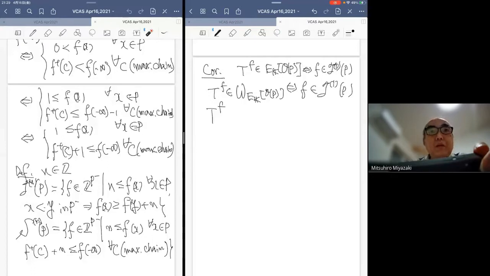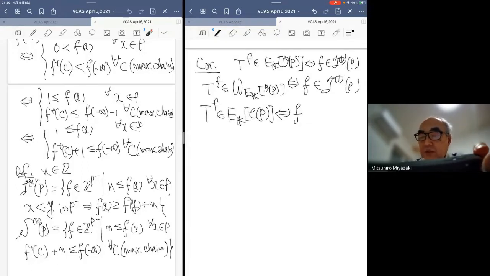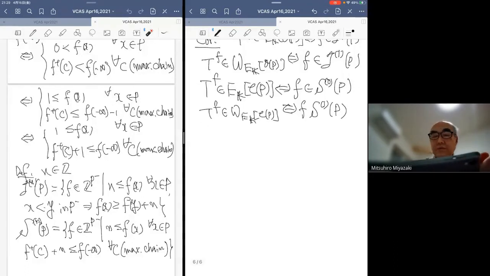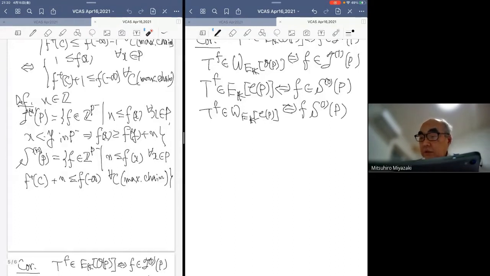Similar facts hold for chain polytopes. t to the f is contained in the Ehrhart ring of the chain polytope if and only if f is contained in S_0(P), and t to the f is contained in omega, the canonical ideal of the Ehrhart ring of the chain polytope, if and only if f is contained in S_1(P).